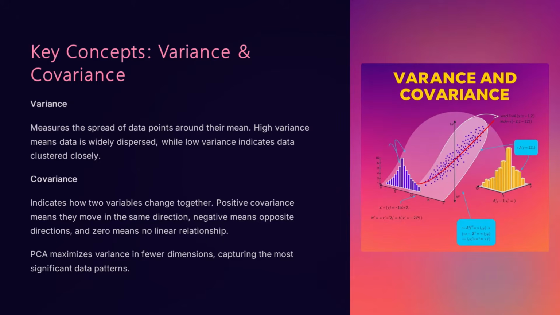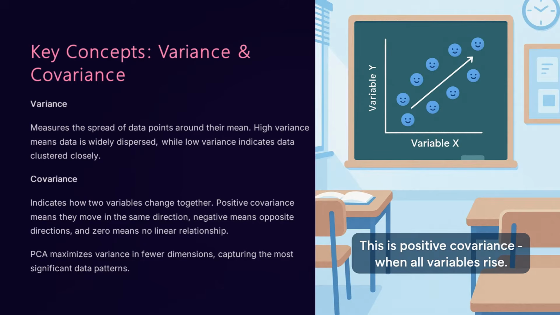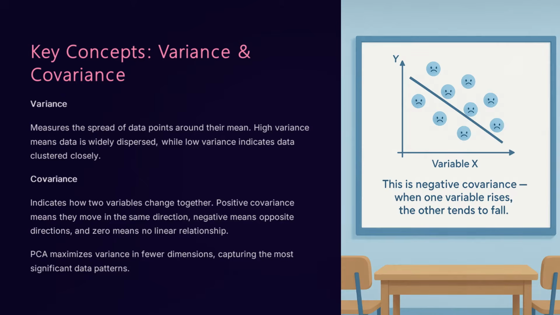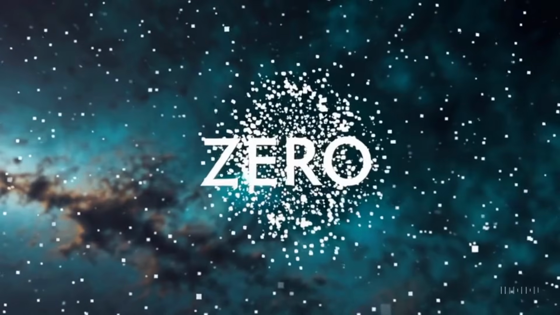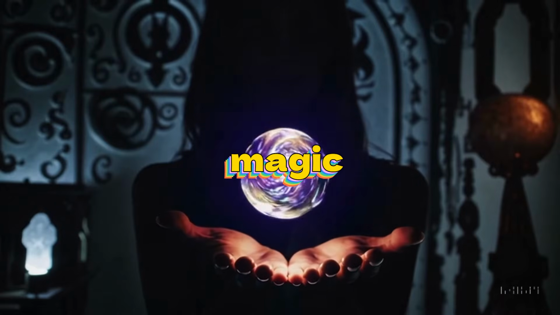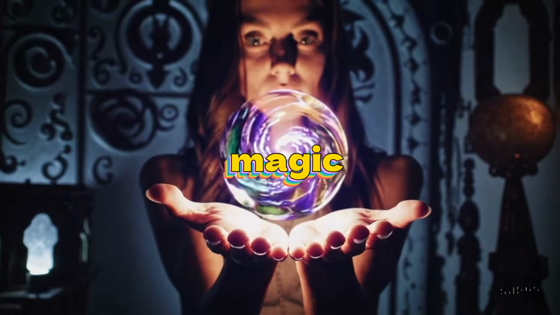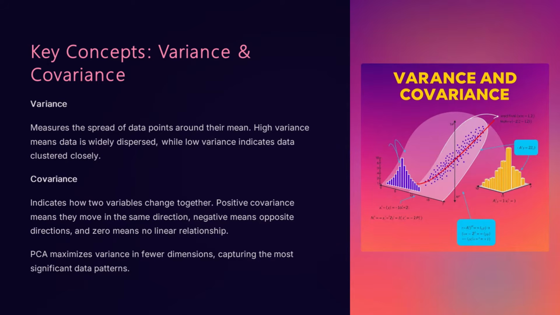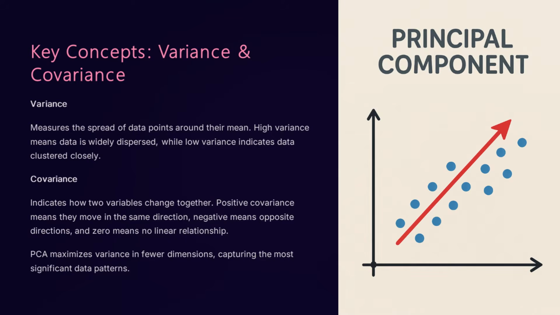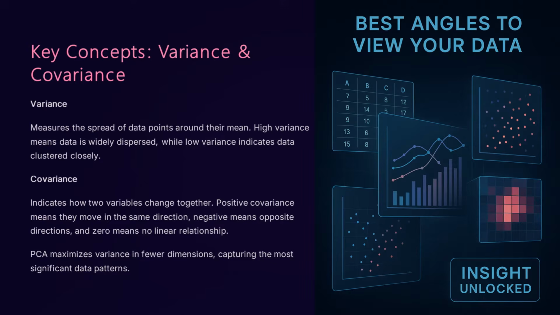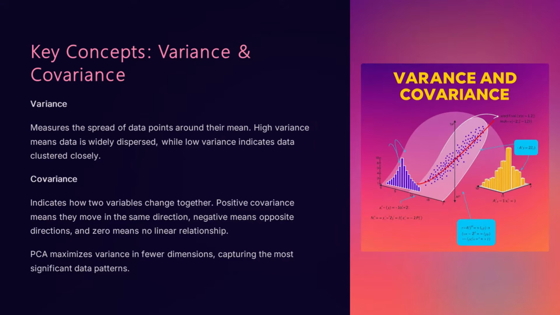Now, covariance is about relationships. If 2 variables, like height and weight, tend to increase together, they have positive covariance. If one goes up while the other goes down, that's negative covariance. And if they don't affect each other at all, covariance is 0. Here's the magic. PCA uses these concepts to find the directions where your data has maximum variance. These become your principal components. It's like finding the best angles to view your data so you see the most interesting patterns.